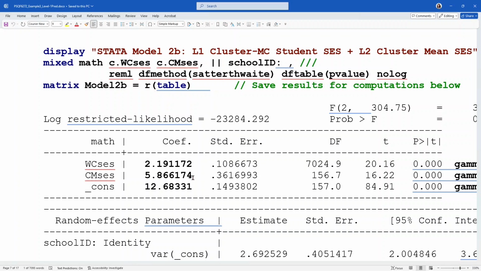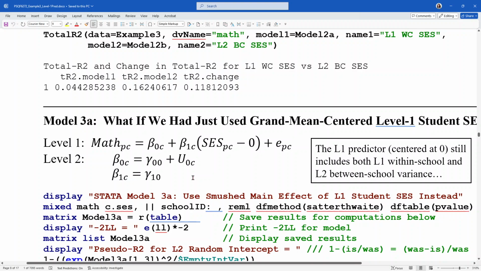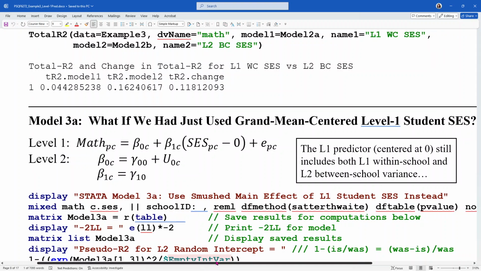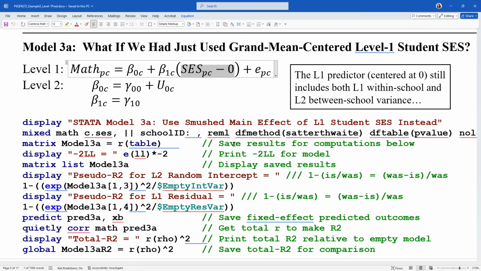All right, you ready to see what would happen if we just use grand mean centered level 1 SES instead? This was one of your questions on your formative assessment. To be a little more concrete, we're just putting in SES at level 1 only. We are centering it at 0 because 0 already means the grand mean of the variable, and we're not putting anything in at level 2.